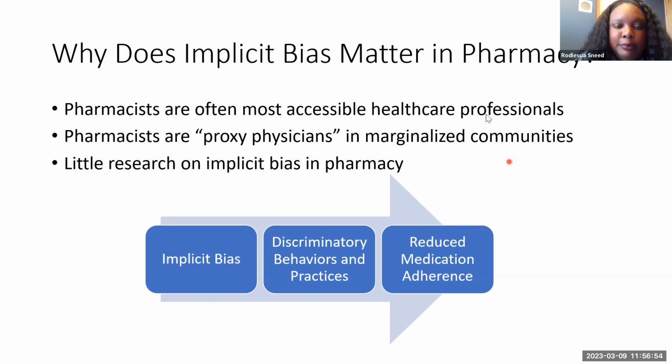But there actually hasn't been a lot of research specifically on implicit bias. But we do see that there has been work done specifically focused on discrimination and perceived discrimination in terms of interaction with pharmacists. And I want to talk a little bit about that.